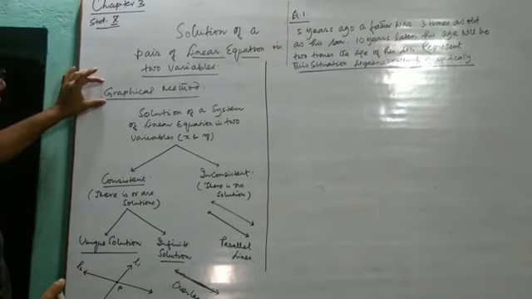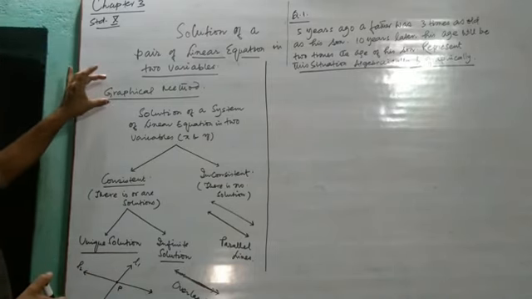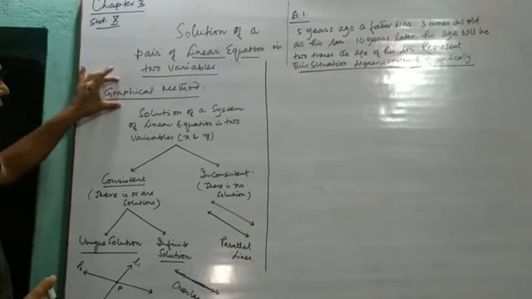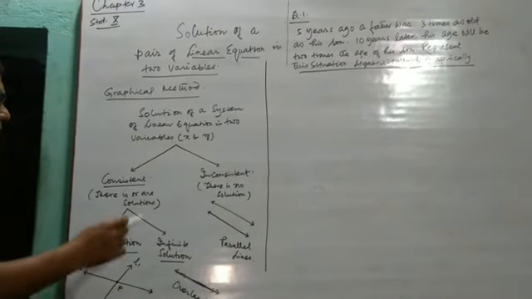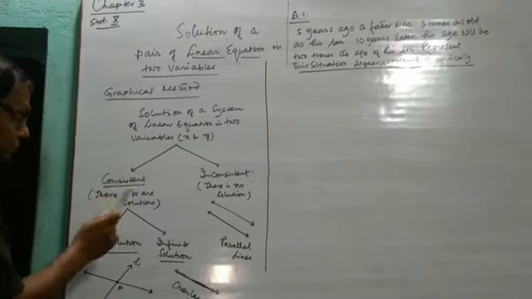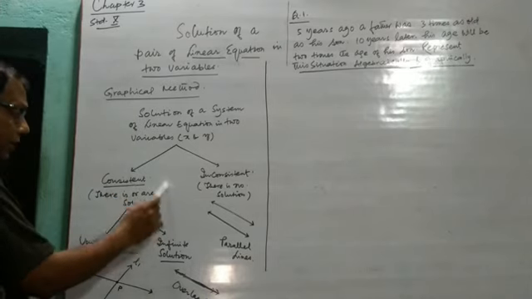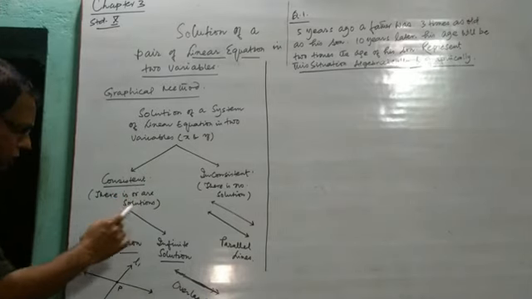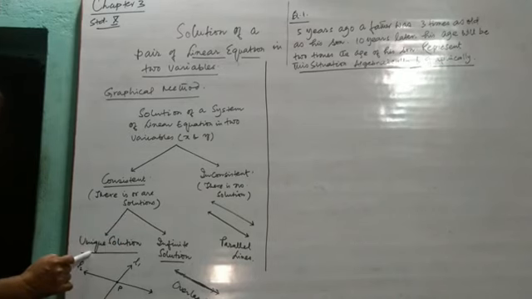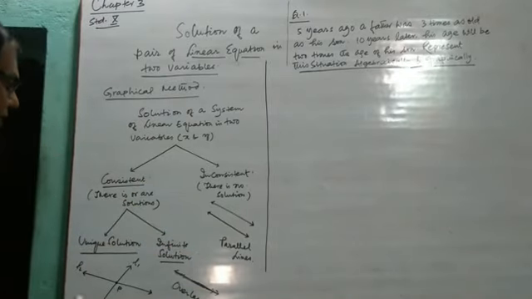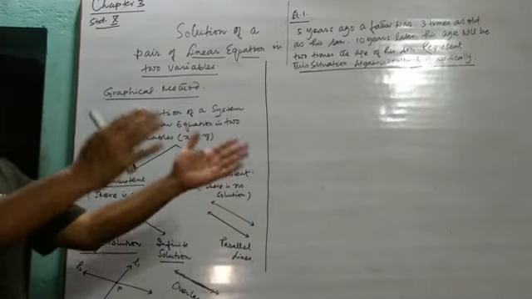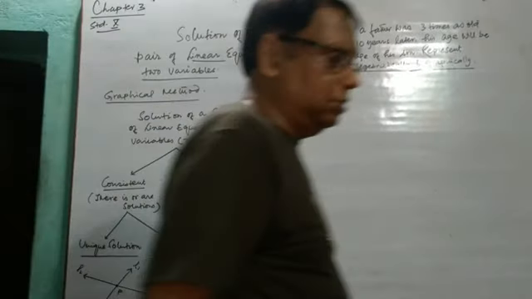Today we will learn the graphical method, that is, how we can find the solution of a pair of linear equations by the graphical method. One thing more: if consistent, if there are solutions, these solutions are of two types. Unique solution, that means there will be one value of x and one value of y for which both the equations will be satisfied simultaneously, or infinite solutions. That means an infinite number of values of x and y for which the system of equations is satisfied.